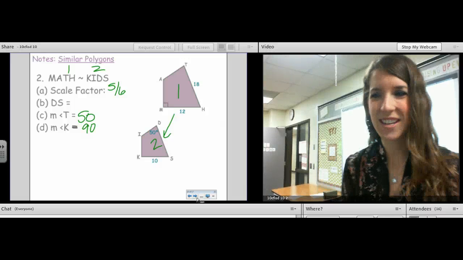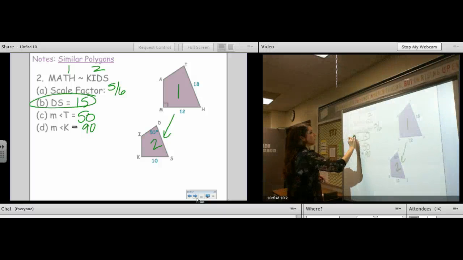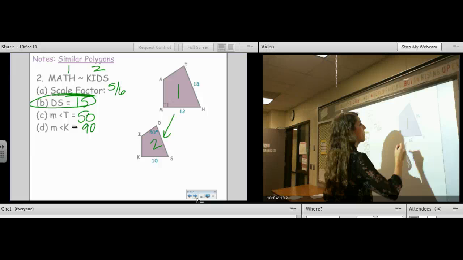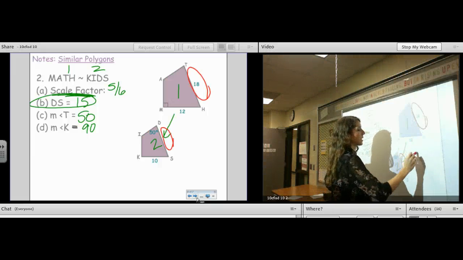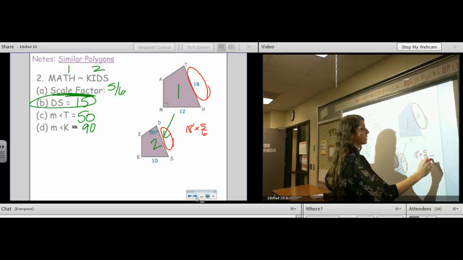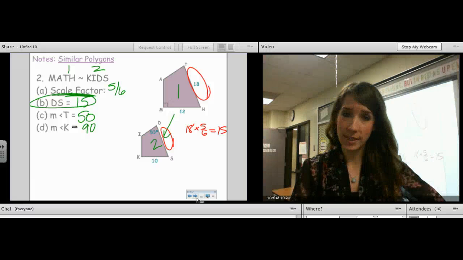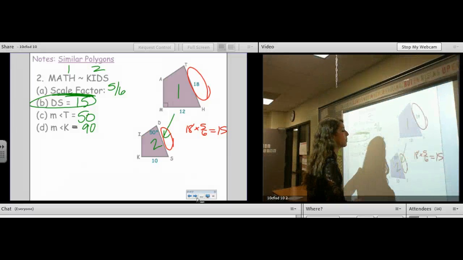Okay, yes, 15. All right, so you've got a couple of options when you're finding DS. You can use the scale factor if you want. So you can say, well, this number goes with this number. So I can take my figure and multiply it by my scale factor, and I end up with my new side. Because that's what you do with scale factors. You multiply them.